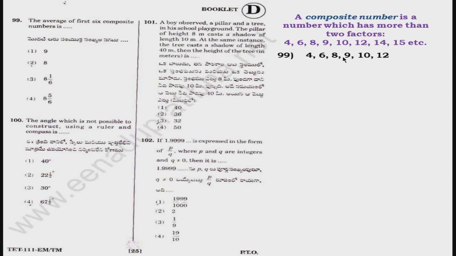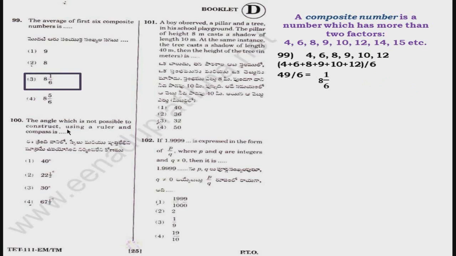Now, take the first 6 composite numbers, that is 4, 6, 8, 9, 10, 12. We have taken 6 composite numbers. They ask the average. So, average means what you'll do? You will add them and divide by the total count of numbers, which is 6. So that is equal to 49 by 6. We'll get 81 by 6. 8 sixes are 48 plus 1, 49 by 6. So, the answer is 81 by 6.